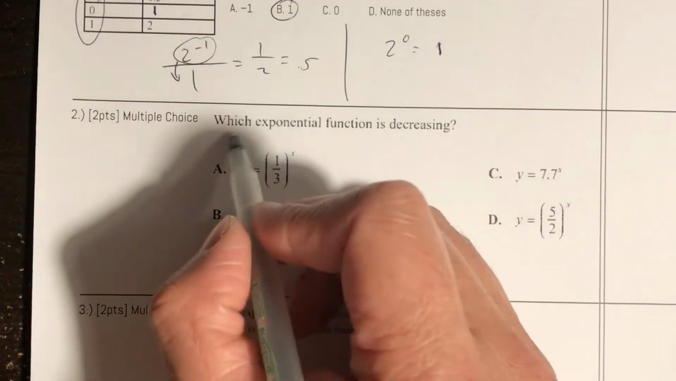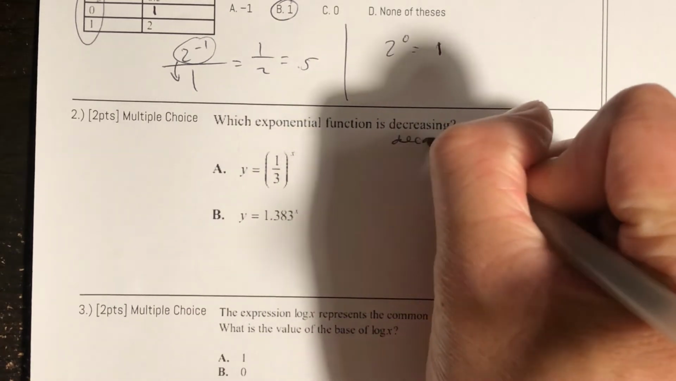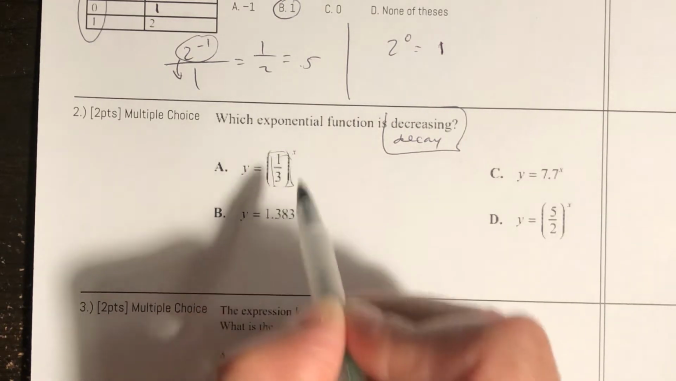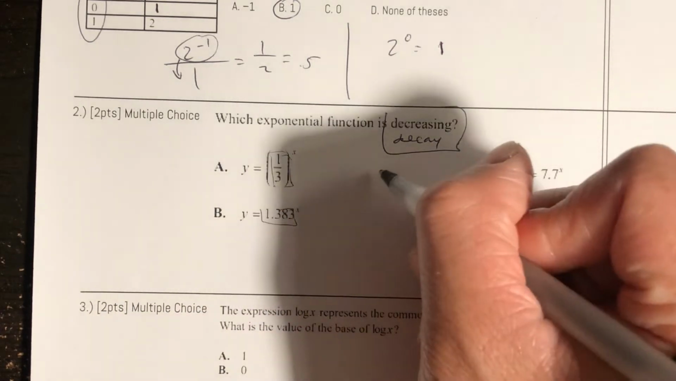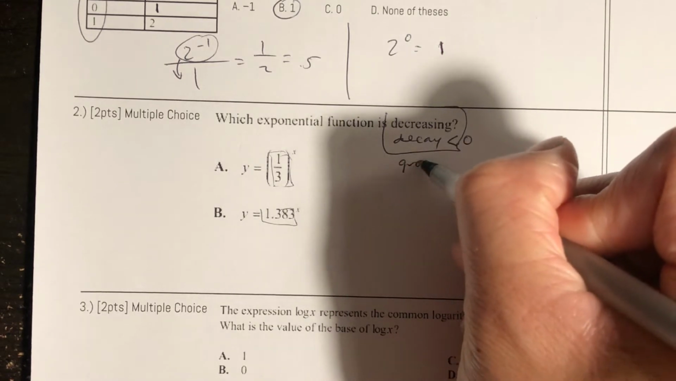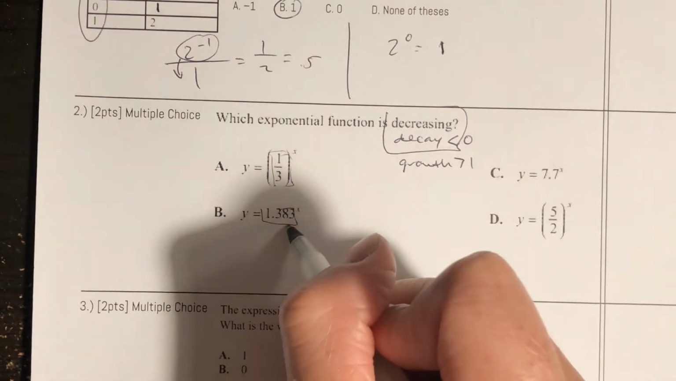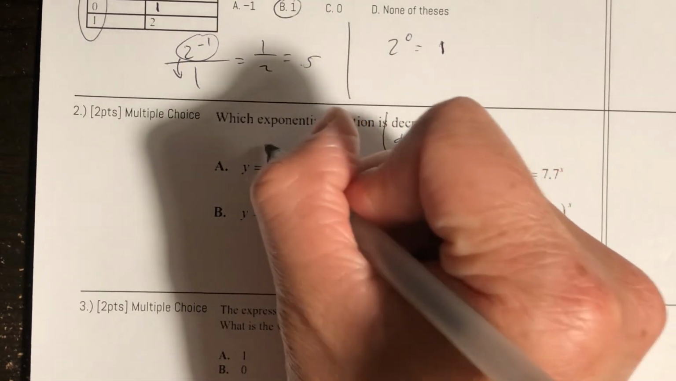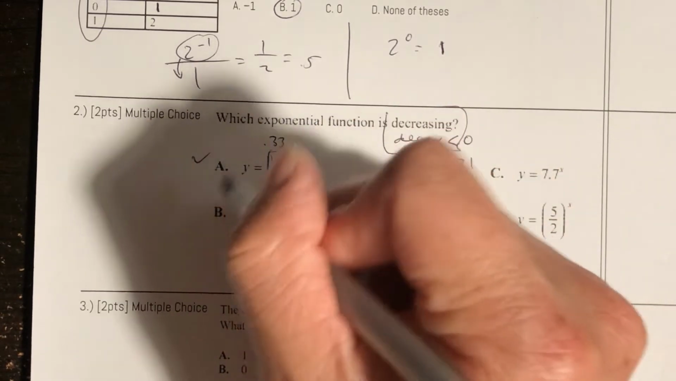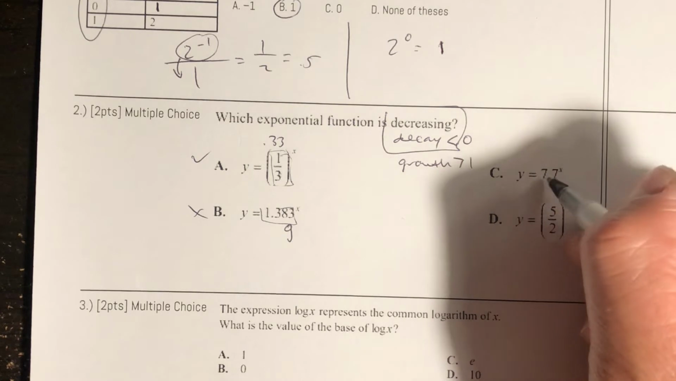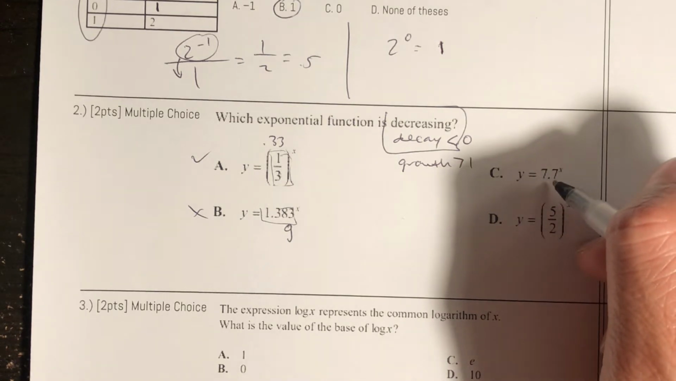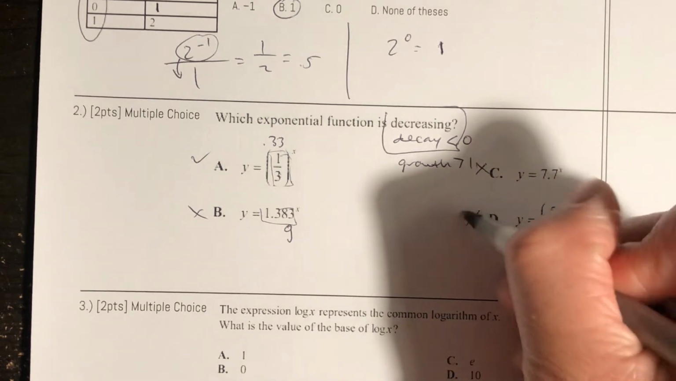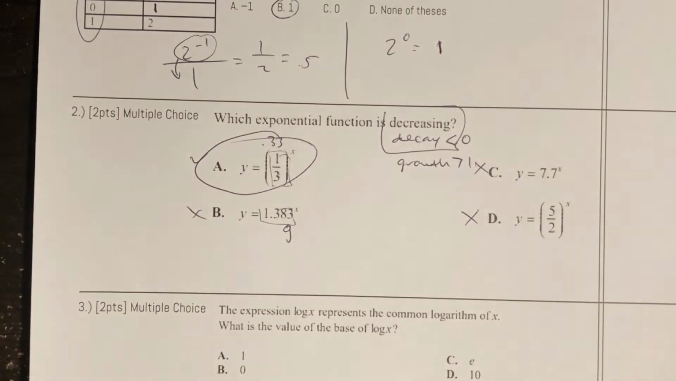Question number 2. Which exponential function is decreasing? Another word for that is decay. All you have to do is look at this value here. For decay it has to be less than 1. Growth would be greater than 1. This one, 1 divided by 3, is 0.33, so this one matches. This one is like 770% growth, so no. And that's 2.5, so no. So our letter choice is A.